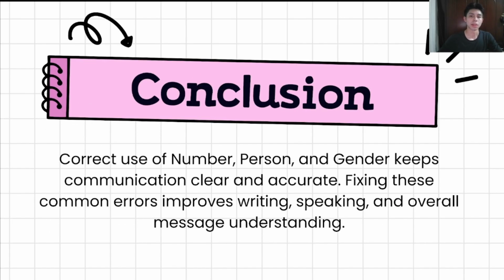So in conclusion, number, person, and gender may seem like small details, but they play a big role in how we understand messages. When we use them correctly, our communication becomes clearer, more accurate, and easier to follow.